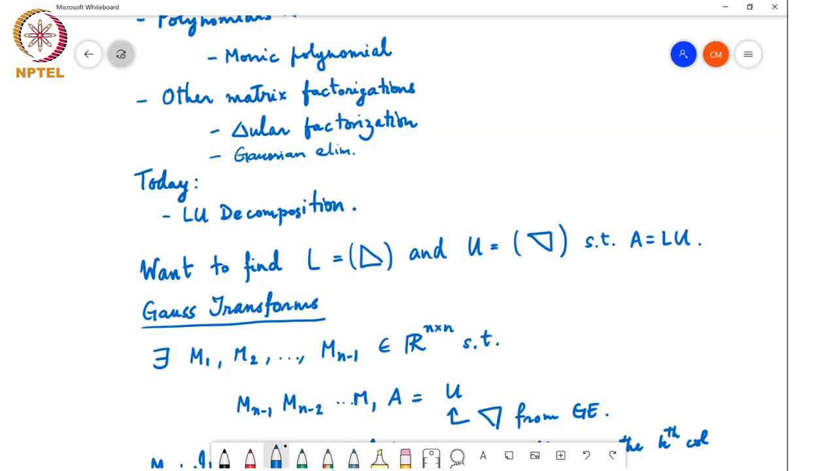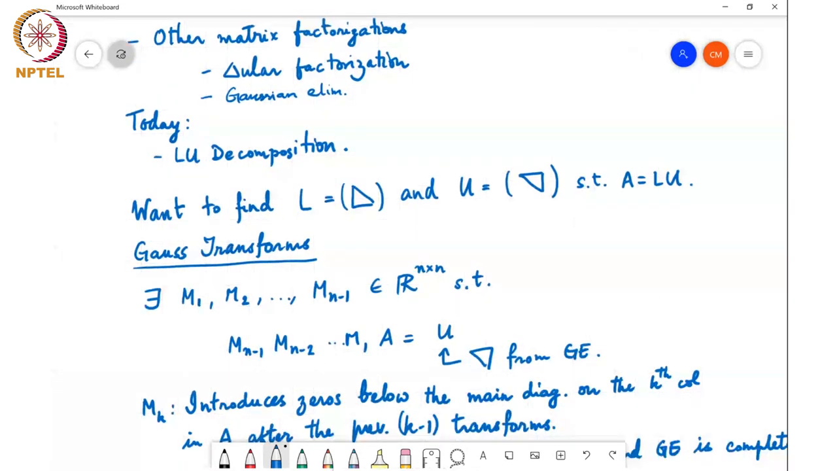The basic unit of such a decomposition is these Gauss transforms. Essentially what this is going to do is to perform Gaussian elimination, and this Gaussian elimination is equivalent to a sequence of Gauss transforms. That is to say that there exist matrices M1, M2, up to Mn minus 1, such that if you take the product of all these matrices times A, you will get an upper triangular matrix, which is the same as the upper triangular matrix you would get if you had performed Gaussian elimination on that matrix.